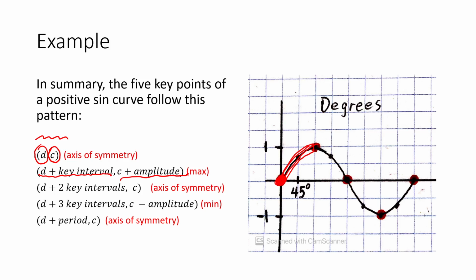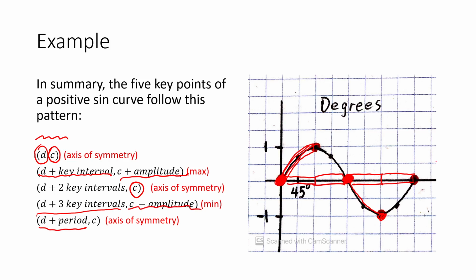Then to get to our third key point, we can see just by observation that the third key point will be back on the axis of symmetry, so it'll have a y value of c, but its x value will now be d plus 2 of these key intervals. Our fourth key point will have an x value of d plus 3 key intervals, and our fifth point will have an x value of d plus 4 key intervals, or in other words, d plus the whole period. The fourth key point will have a y value down here. It'll be the y value of the axis of symmetry minus an amplitude.